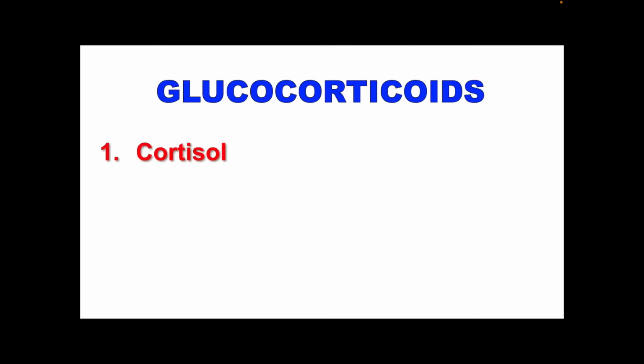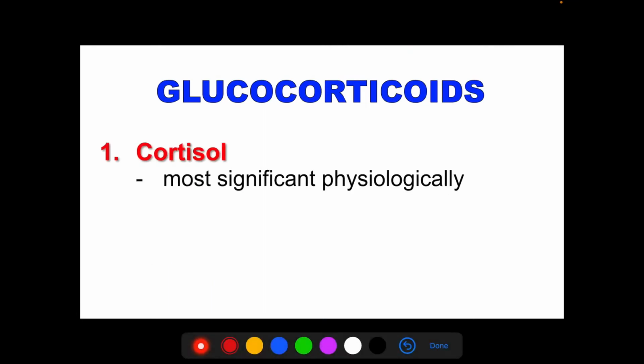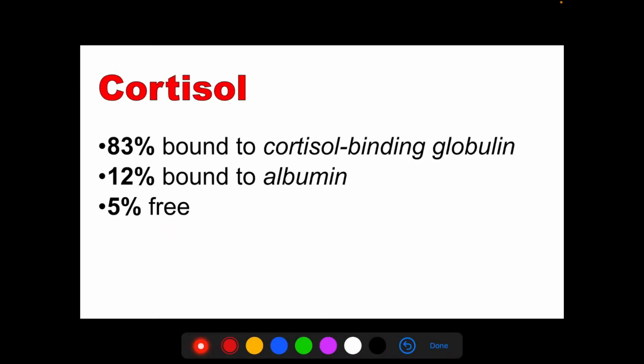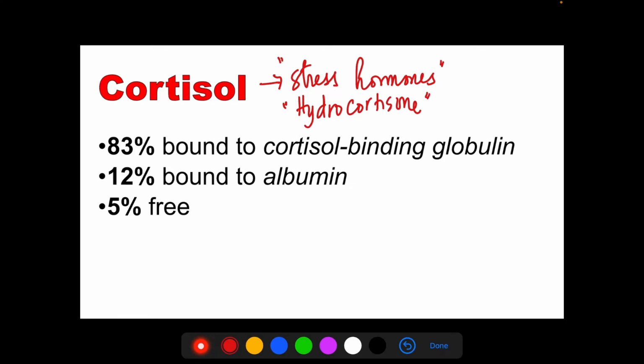And for glucocorticoids, we have first the cortisol. So this is most significant physiologically, and we also have the cortisone. And this cortisol is known as the stress hormone. So that means it is increased in cases of stress, and it is otherwise known as hydrocortisone. So those are just the other names of cortisol. Approximately 83% is bound to CBG or cortisol binding globulin, 12% to albumin, and 5% in free state.